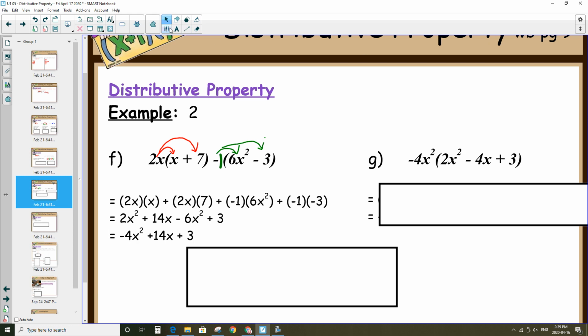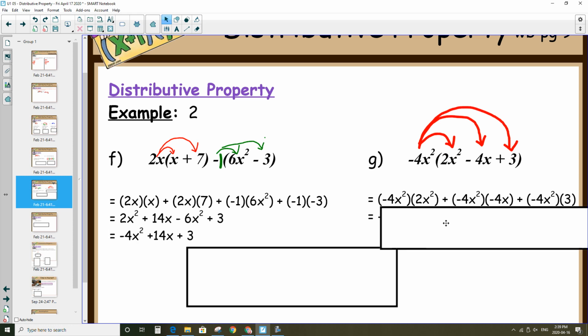multiplied by a trinomial. Okay, so I'm going to put my little rainbow lines in. I encourage you to do the same thing. I think it makes it more helpful. All right, and then I'm just showing my work. I'm just writing down what I'm multiplying. Okay, so all of those terms are going to get multiplied by negative 4x squared, right, at the front. Negative 4x squared times 2x squared. We're multiplying now, so the endings are going to change.